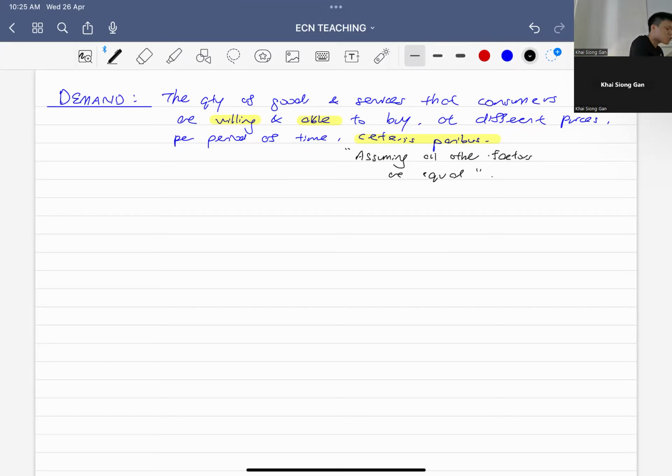That means that we do not want to take into account all those factors. Just in case it comes out, they might ask you to explain this concept with an example. How do you use an example to show the concept of ceteris paribus? It basically means assume all other factors are equal or remain equal. So now we look into the graph.